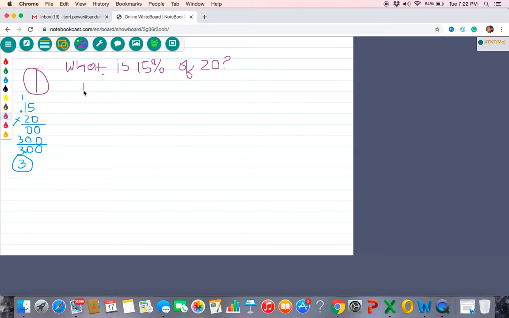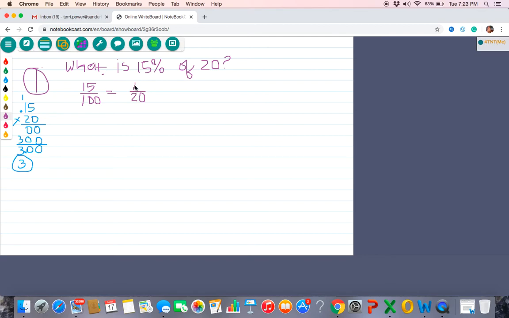Okay, so 15% is 15 over 100. Yes. We all remember that. 15% per 100. There it is. 15 over 100 is equal to, because 15% of 20. So if 20 is 100%, if 20 is 100% of 20, I want to know what 15% of 20 is. And that I don't know.